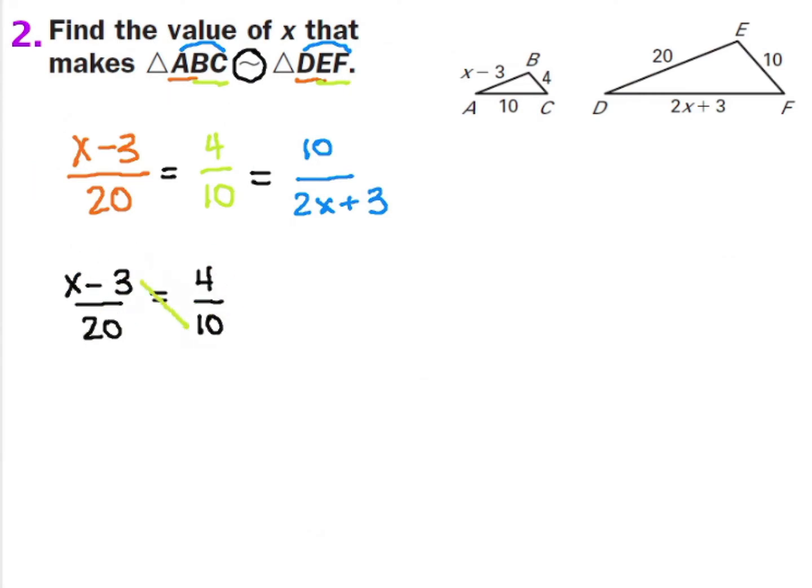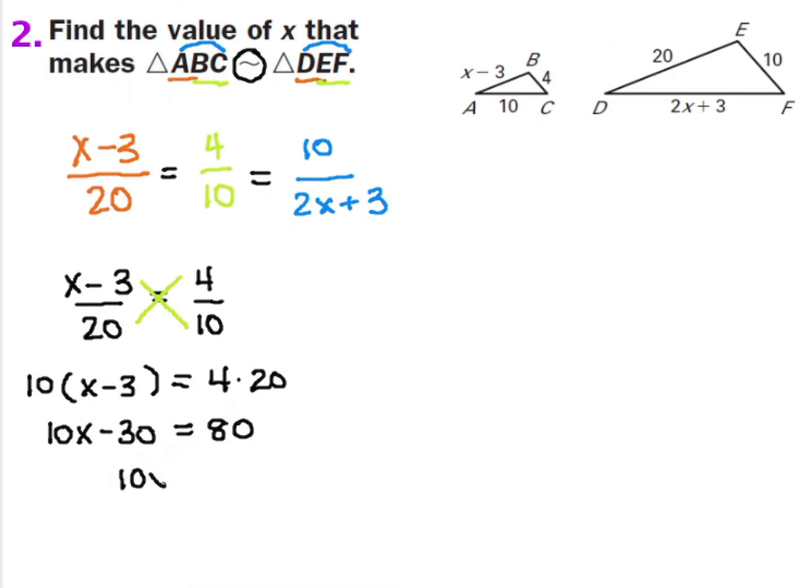I'm going to cross multiply, taking the x minus 3 times the 10 and the 4 times the 20. Remembering to set those equal to each other. I'm getting that x equals 11.